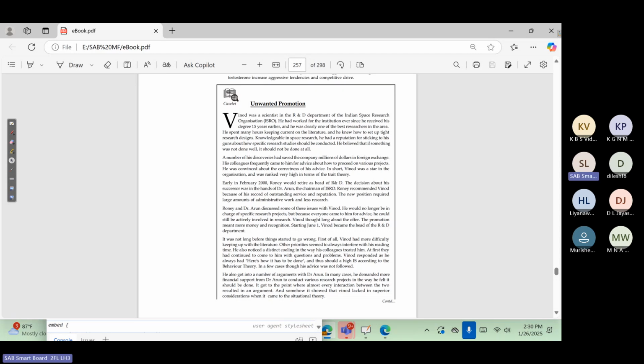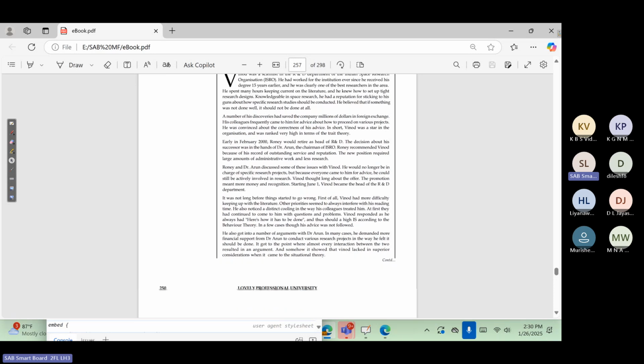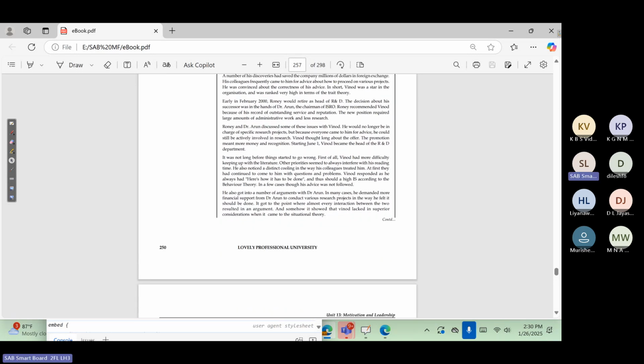He also got into a number of arguments with Dr. Arun, the boss. In many cases, he demanded more financial support from Dr. Arun to conduct various research projects in the way he felt they should be done. It got to the point where almost every interaction between the two resulted in an argument, maybe a conflict. And somehow it showed that he was lacking in superior consideration.